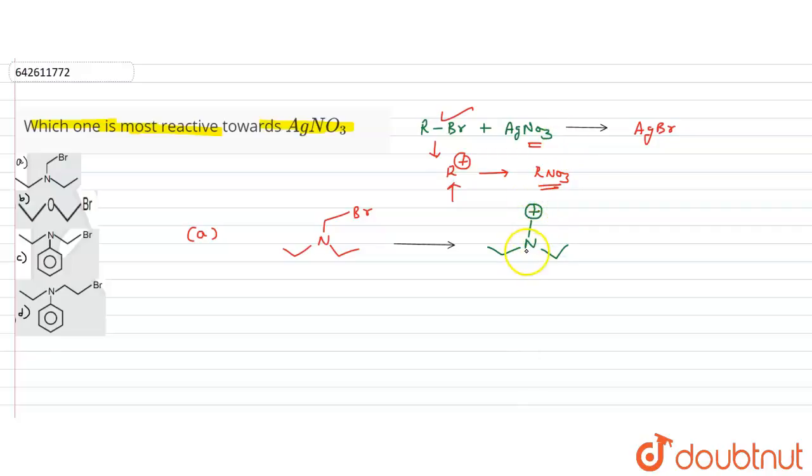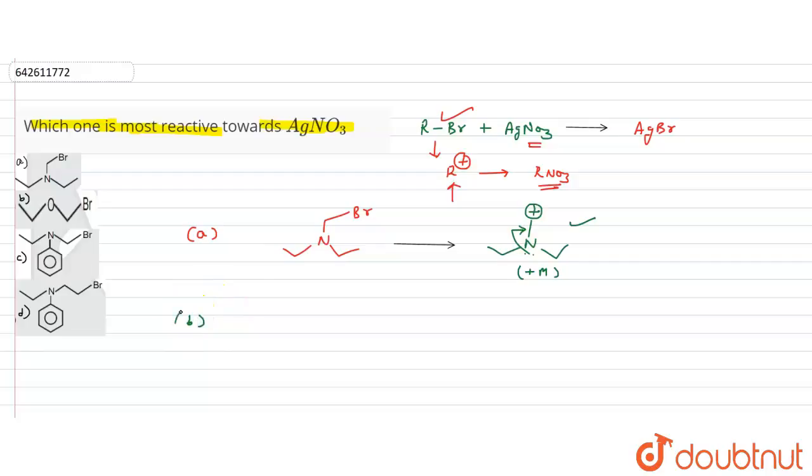But here you can see there is a lone pair also. This carbocation is stabilized by this lone pair, so plus M effect is taking place here. That means this carbocation is stable, so the reaction will take place with AgNO3.